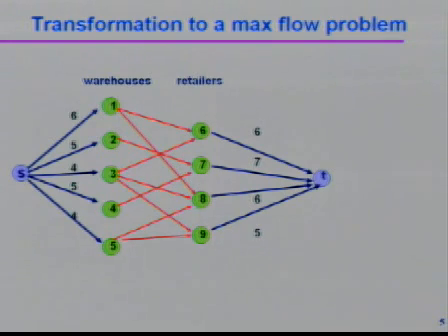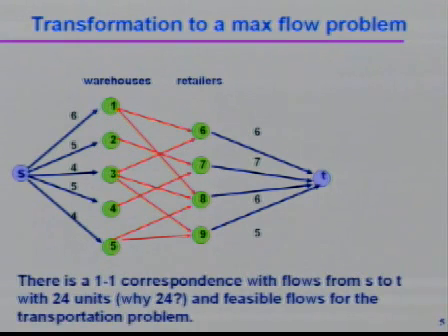The arcs in the middle, the red ones, have infinite capacity, so they don't play any role in limiting the maximum flow. Of course, if there is no way for you to send 24 units in this network, then the original problem must have been infeasible, because any feasible solution to the original problem would translate to a flow of value 24. So basically, a transportation problem with no cost, only feasibility, reduces to a maximum flow problem.